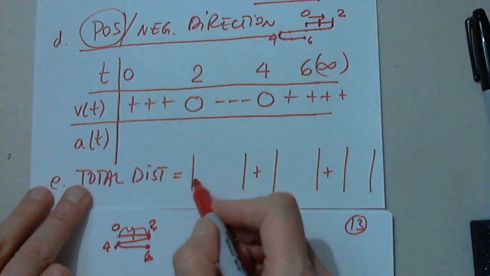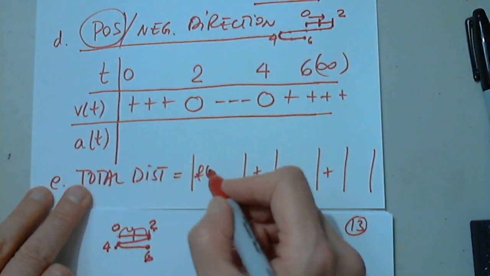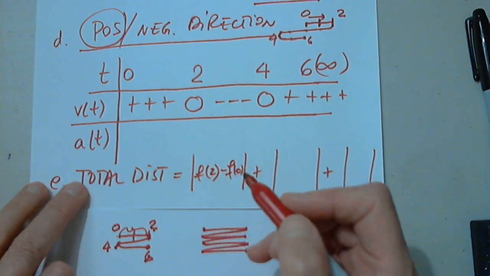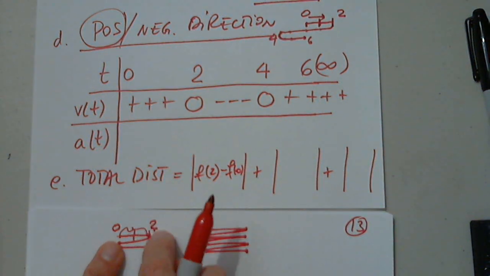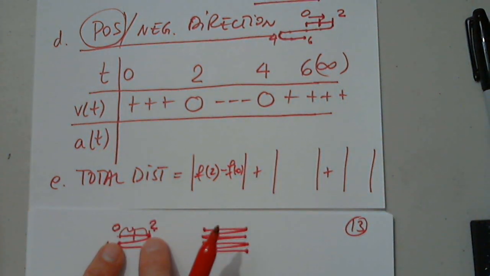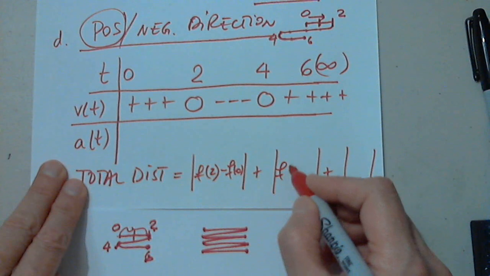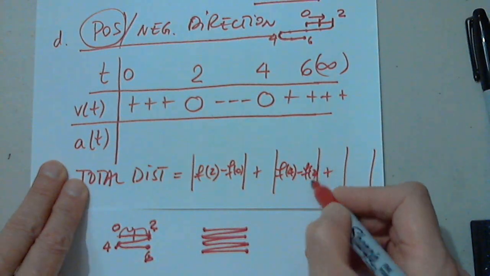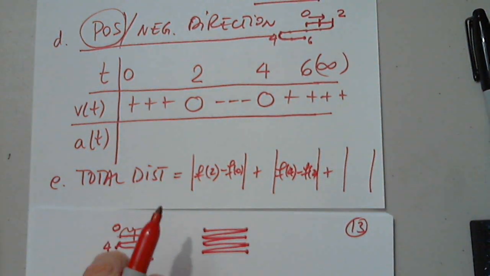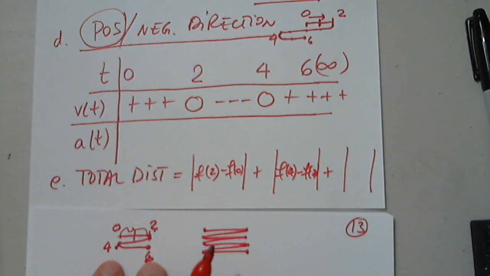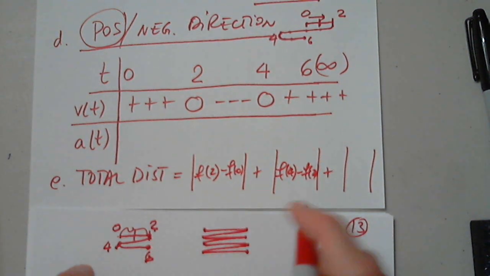So f of 2 minus f of 0 is the distance between time 0 and time 2. The distance between 2 and 4 will be f of 4 minus f of 2. And here, f of 6 minus f of 4.